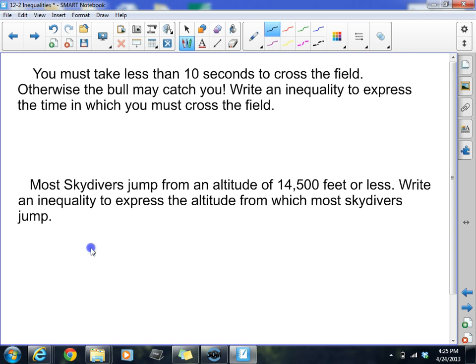Now let's go ahead and apply these things. Okay? So first of all, the first question, you must take less than 10 seconds to cross the field. So I see less than 10 seconds. Now, if I take 10 seconds, I'll get caught. I can't take 10 seconds. So it must be less than 10 seconds. So I'm going to put t for time. So time must be less than 10 seconds. It can't include 10 seconds. It must be less than 10 seconds.